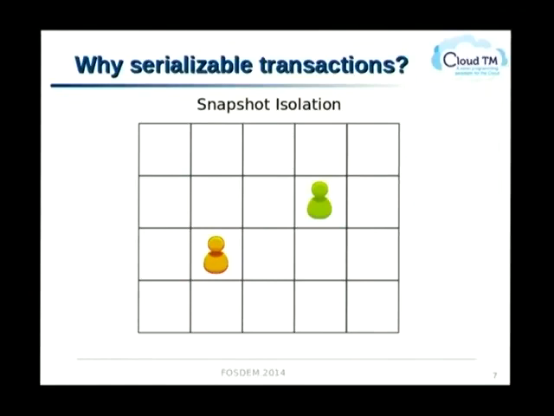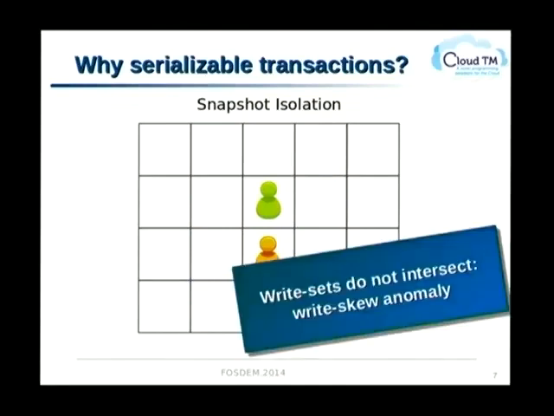So you have here a game where you have two players, and they can never be in two contiguous slots. So what they do is that they look around, they see what's there, and they choose the next move such that they will not collide with the player. And that is what they both do. Then they concurrently move, and they move next to each other, breaking the rules. Basically what happened is that the positions that they wrote did not intersect.